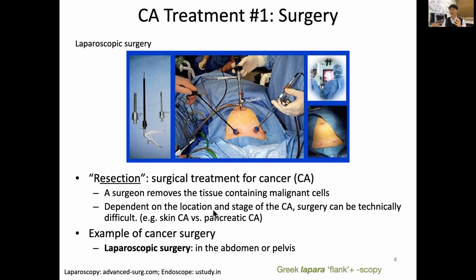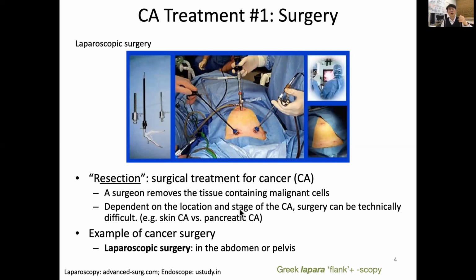So for location, if it's a skin cancer, it would be relatively easy for surgical resection. But if it's deep inside the body, such as the pancreas, the surgery is more involved, because the pancreas is right at the back of the stomach, and it involves the small intestine and liver, which are very close. It can be a very difficult surgery. And also the stage of the cancer matters.